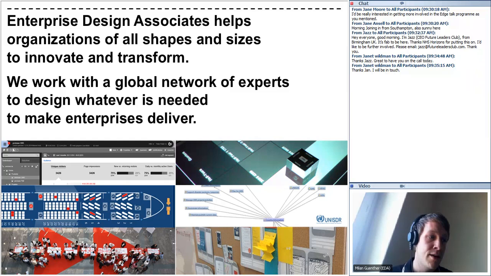We have 3 partners and about 10 associates, so people who are not employed but working with us a lot on projects. And then we have a network of partners globally, which are consultancies, agencies, large and small. And we do everything we can to make enterprises deliver, and this is also what we will talk about today.